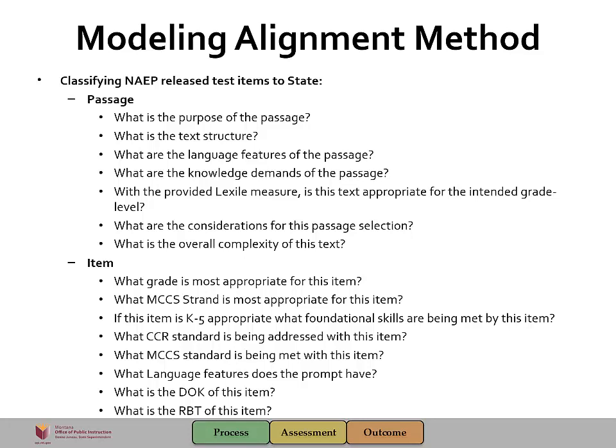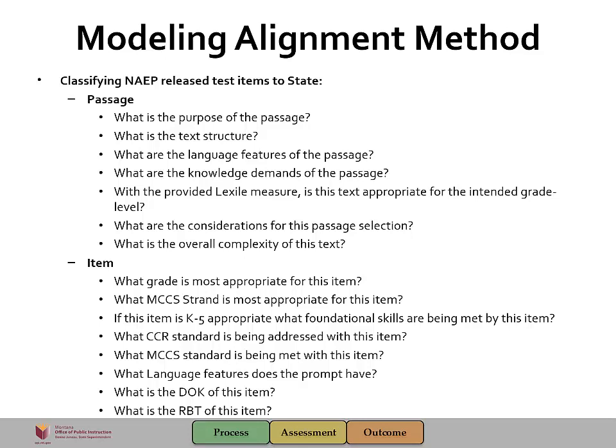Now we're going to model the alignment method used in POW instruction. So what we're really doing is classifying NAEP release items to the state standards. For the ELA section of POW, we're working with passages as well as items.